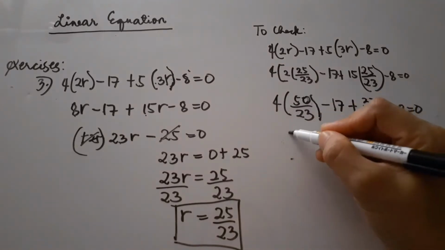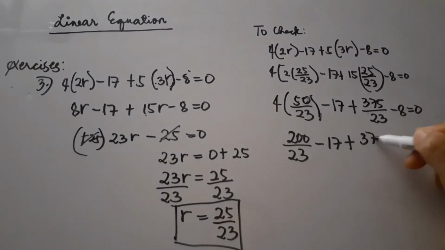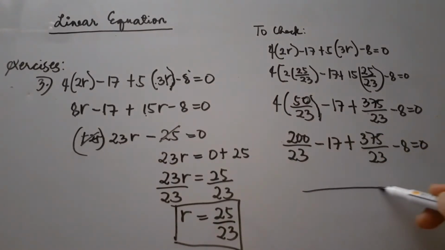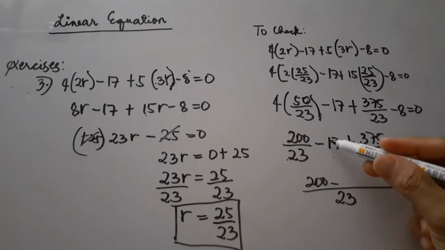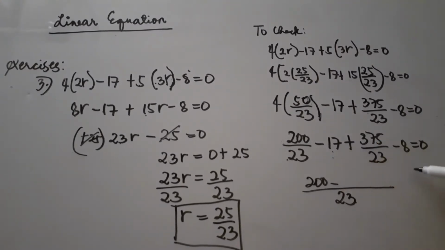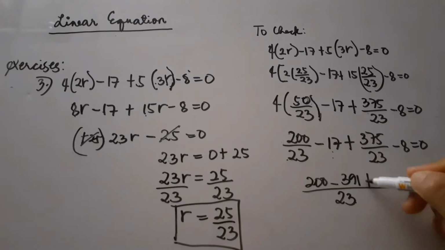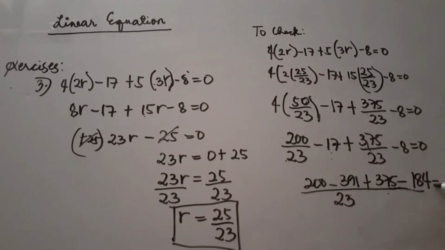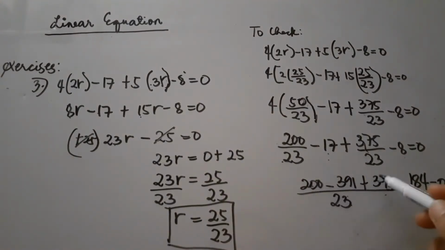So we distribute the value of r. We have 25 over 23, and then 4 times 50 becomes 200 over 23 negative 17. Then we use the rules of fractions. Since it is the same denominator, we can use denominator 23. So we have 23 divided by 23 becomes 1 times 200 becomes 200. Then 23 times 17 is equal to 391. Then 23 divided by 23 is equal to 1 times 375 is equal to 375. Then 23 times negative 8 is equal to 184.